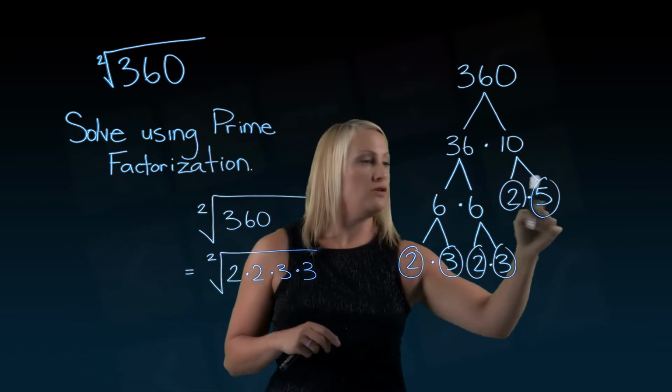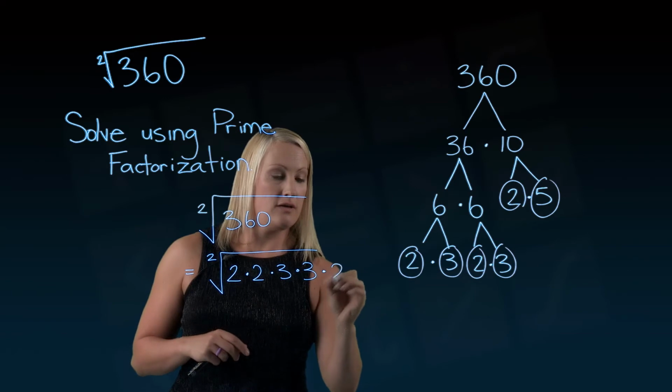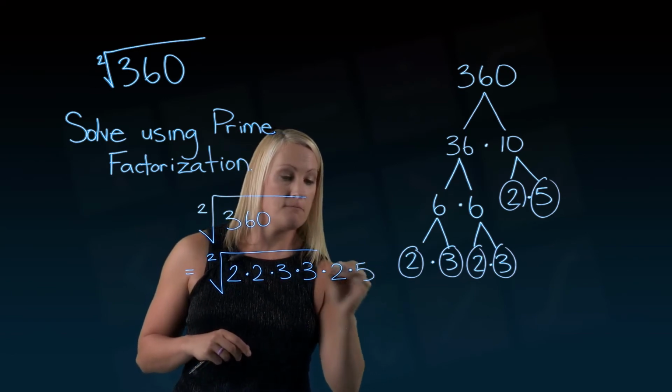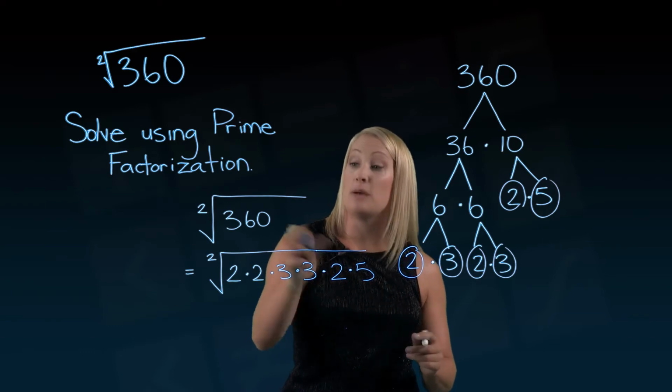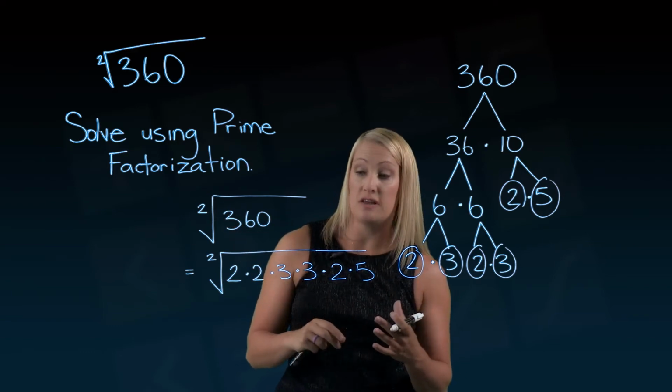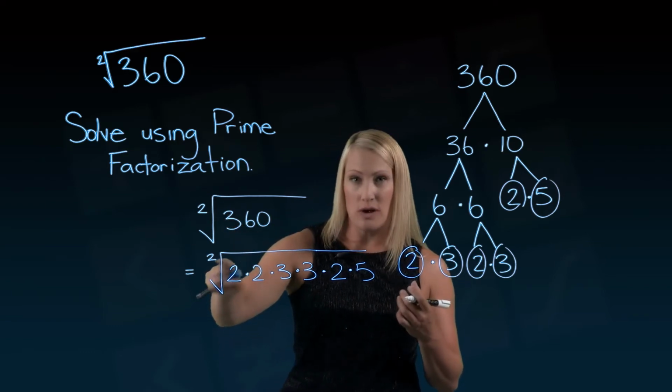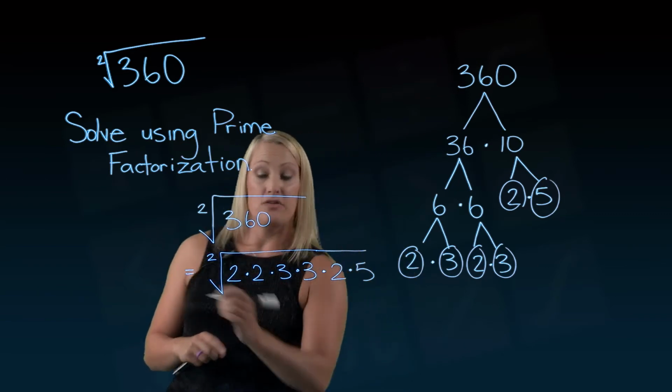And then we've got this 2 and this 5. Can't forget those guys. Now 2 times 2 times 3 times 3 times 2 times 5 would give us 360. And remember, because there's a 2 out here, I can move pairs to the outside.